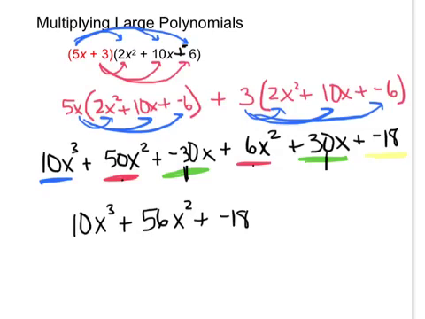So there's different ways that we can do these large polynomials, but the first way that we can do it is just with this, in a way, we can call it double distribution, so that we're distributing everything inside the first polynomial individually to the second polynomial.